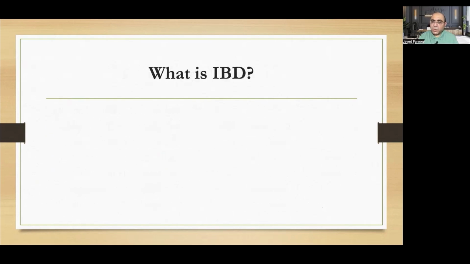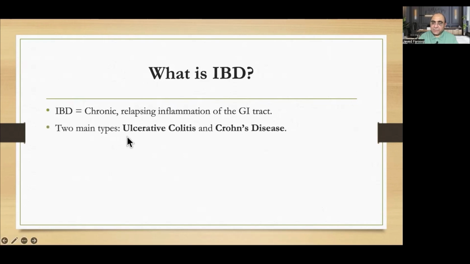So we start from a simple question: what is inflammatory bowel disease? It's a chronic, relapsing inflammation of the GI tract. So in simple words, the medical student's definition of inflammatory bowel disease is that it's a chronic, rather lifelong, relapsing inflammation. Inflammation comes and goes of the GI tract. There are two main types of inflammatory bowel disease, and these are ulcerative colitis and Crohn's disease.